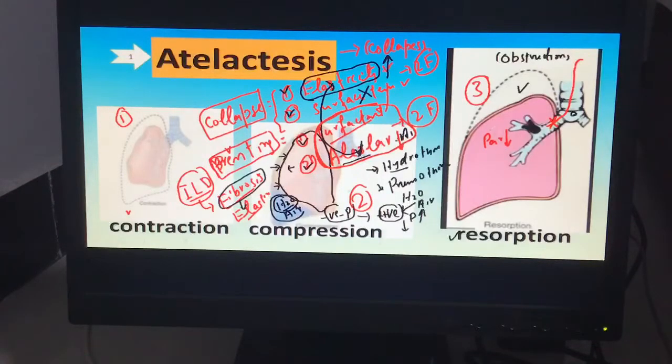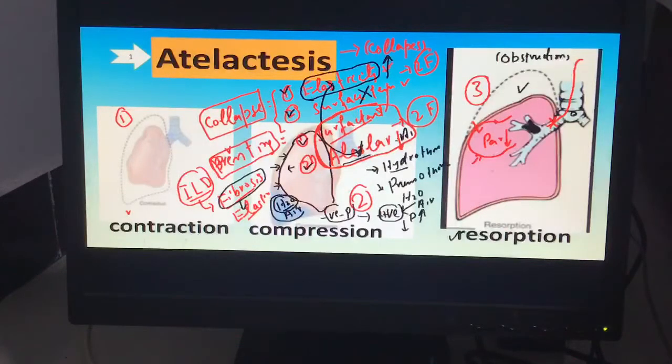So if one preventing force decreases, this is the alveoli. In the wall of the alveoli, we have elasticity. So that elasticity tries to collapse it. This happens in the obstruction category.